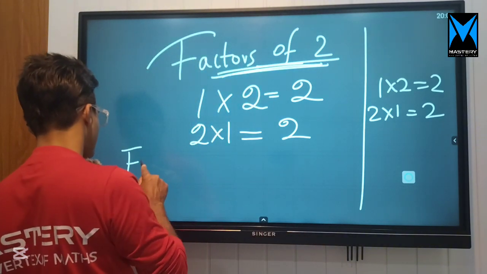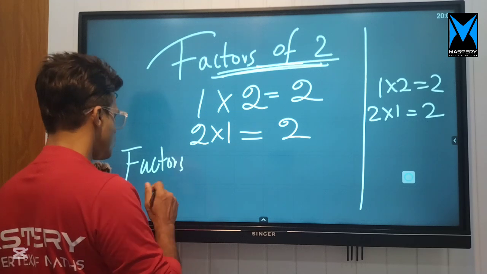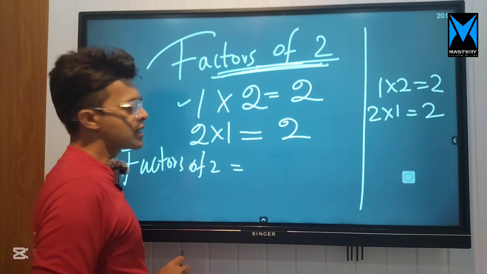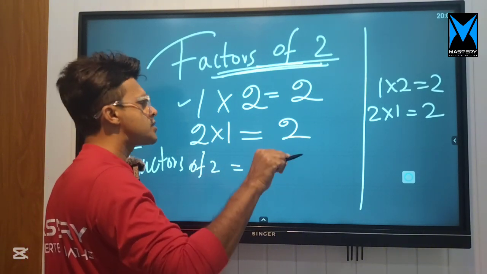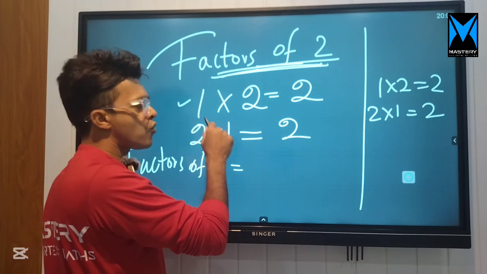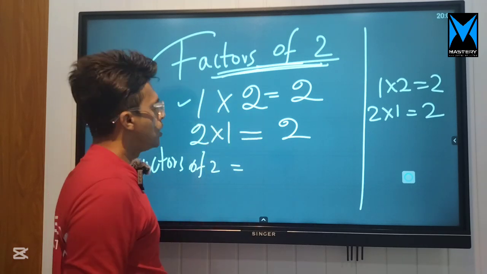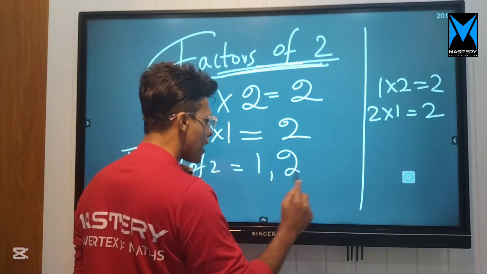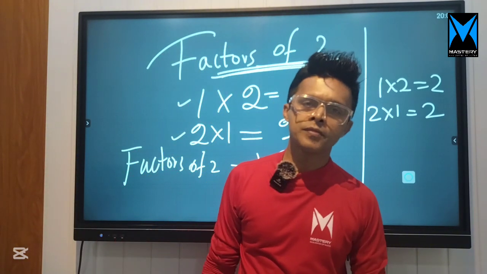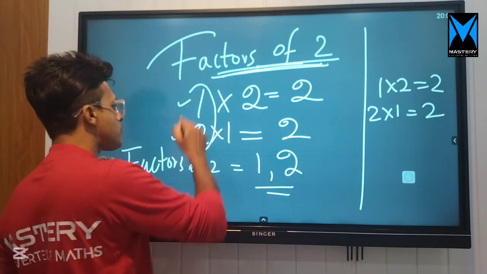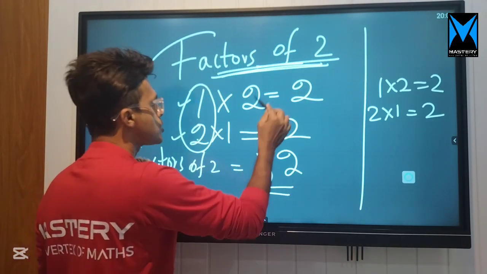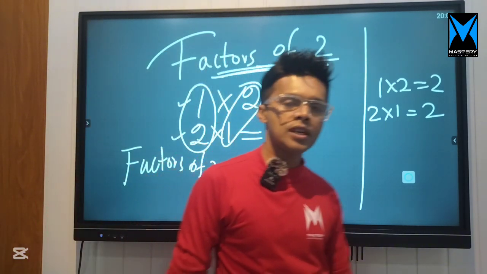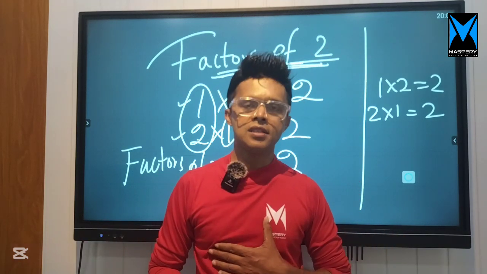Factors of 2 can be taken like this. Here 1 is a factor of 2. The reason is that when you multiply using the digit 1, 1 times 2 is 2. So 1 is a factor. Then 2 times 1 is 2. 2 also can be taken as a factor of 2. So these are the factors of 2: 1 and 2. So the digit 2 has 2 factors, right?